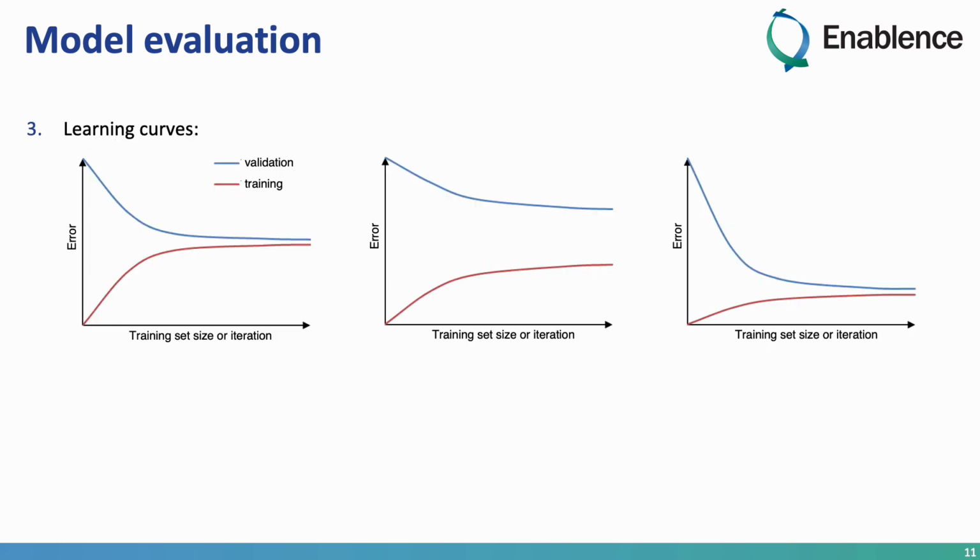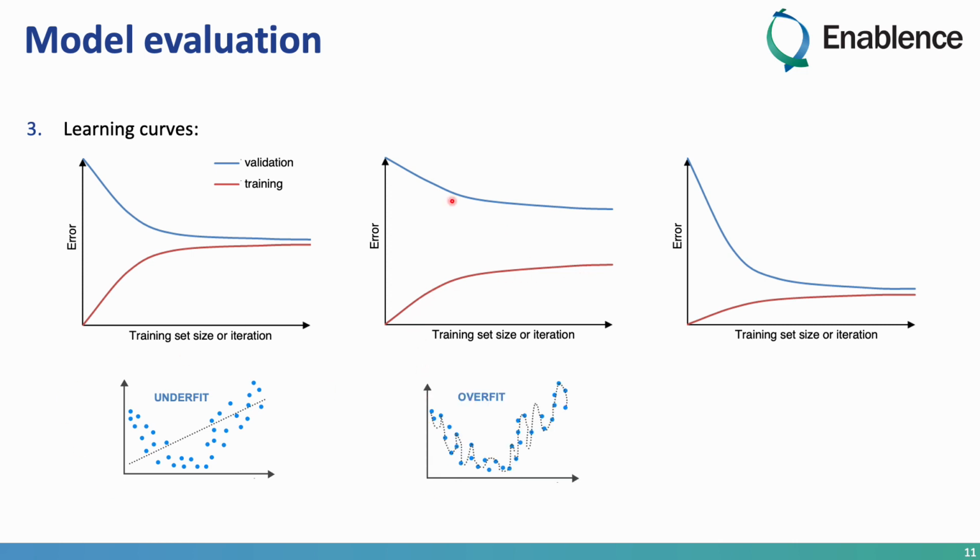Another way to evaluate a model is to look at its learning curves. So this allows us to observe the machine learning model as it progresses through training, and look at the evolution of both the training error, shown here in red, and the generalization error, shown in blue. And here again we have the same three cases. So if we get a high training error and a high generalization error, it's an indication of underfitting. If we get a low training error and a high generalization error, it's an indication of overfitting, and we want to get to a point where both the training error and the generalization error are low, which indicates a good fit to the training data and good generalization performance.